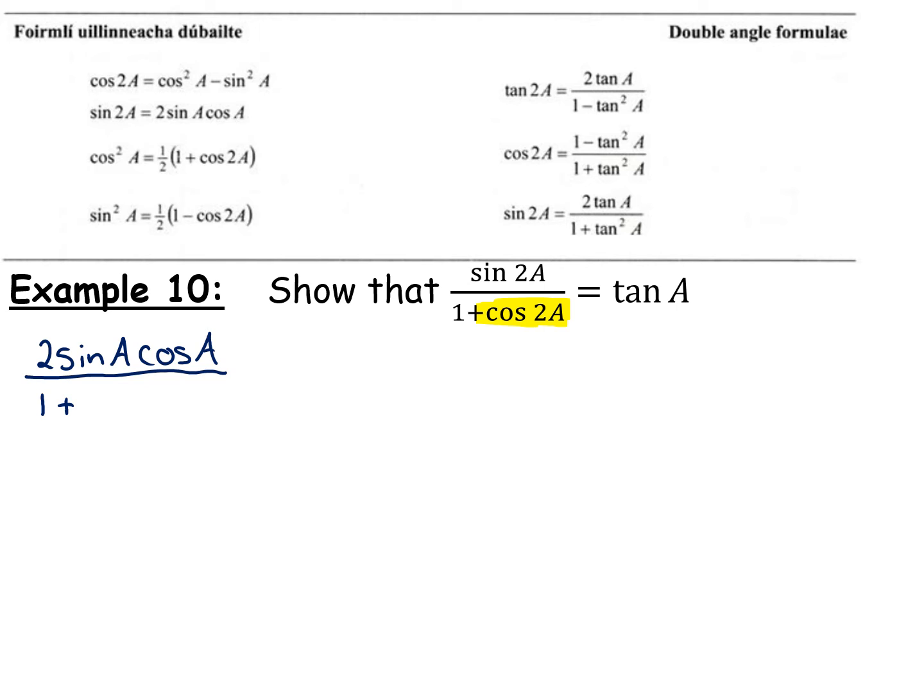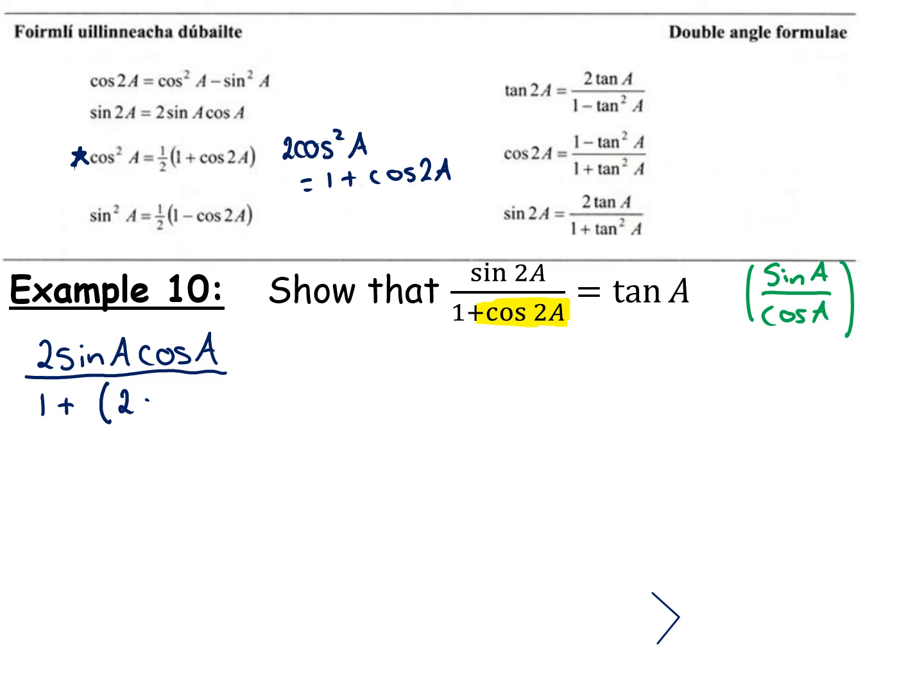So tan, realistically, if we're working with this, is sine over cos. So I have a sine on the top line and I want it to cancel with a cos. So let's work with getting cos underneath the line. So if I want to get cos underneath the line, I'm going to work with this one. Now this one is not in the format that I need, so we can rearrange this so that we get 2 cos squared a is equal to 1 plus cos of 2a. Rearranging that again, cos of 2a is 2 cos squared a minus 1.